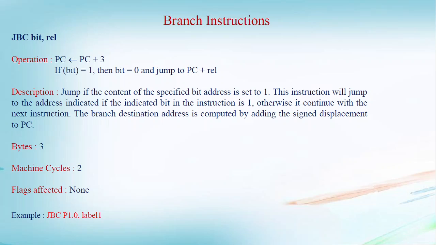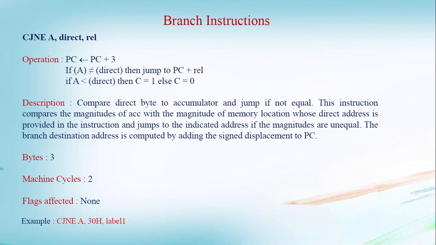In the JBC instruction, the program counter is incremented. If the bit equals 1, then that bit will become 0 and it jumps to the program counter plus address. So example, JBC P1.0, comma label 1.